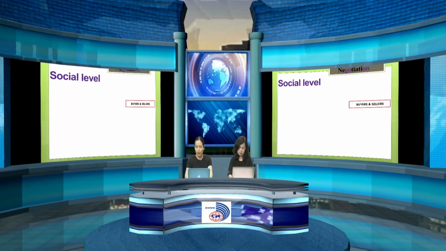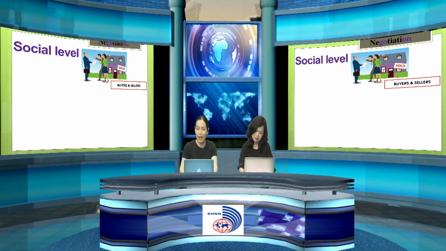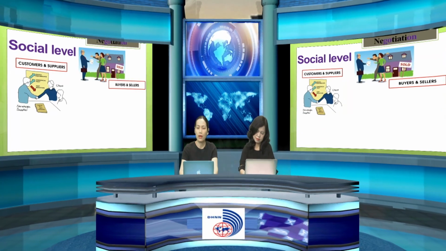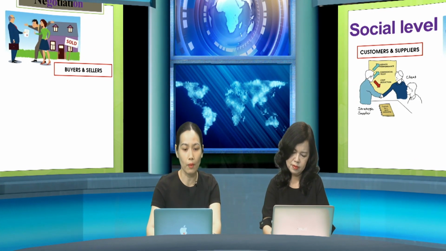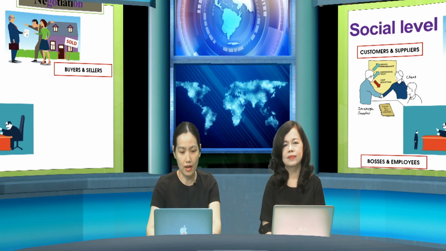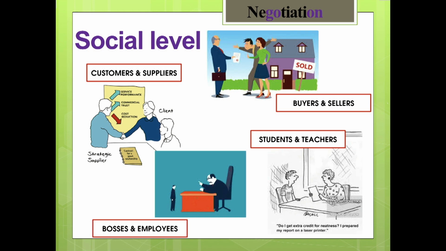On a social level, we see that the buyer negotiates with the seller over the price of the products. The customer may negotiate with the suppliers about deliveries, about the quality of the products. Subordinates may negotiate with their boss about the salary, about the job responsibility, for example. And even students can negotiate with teachers about the deadline of their assignment, about the workload, etc.